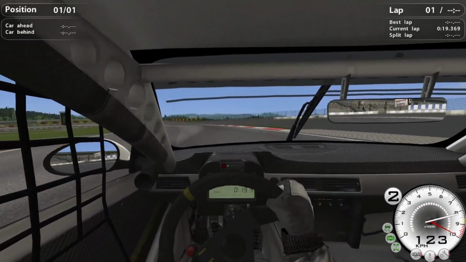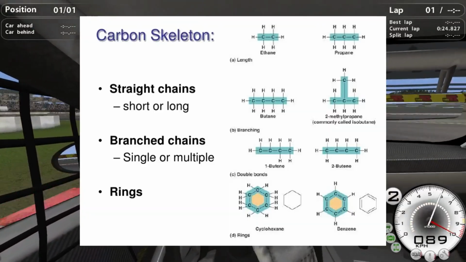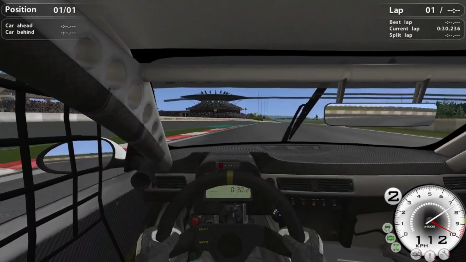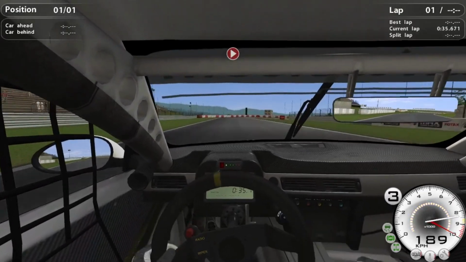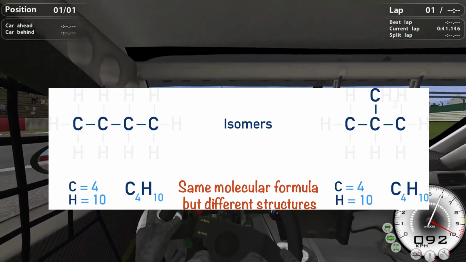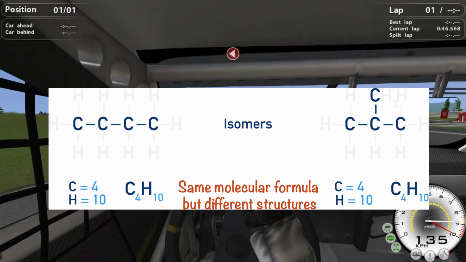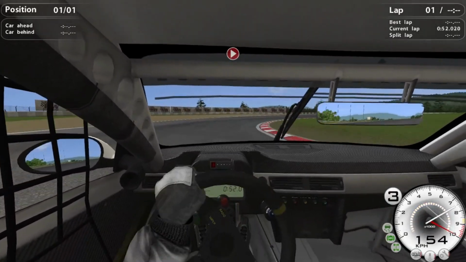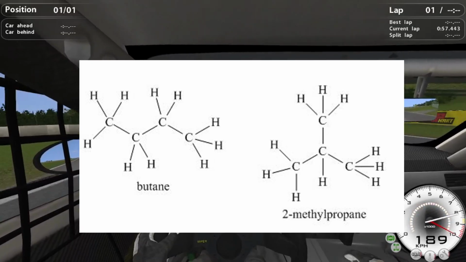So you focus on carbon because it forms four covalent bonds, allowing for chains, rings, and multiple bonds. You're mostly gonna look at chains and probably a bit of rings, mostly chains, right? Isomers are basically compounds with the same chemical formula but a different structure. A great example is C4H10, which can be either butane, a straight chain, or 2-methylpropane, which is a branched chain.